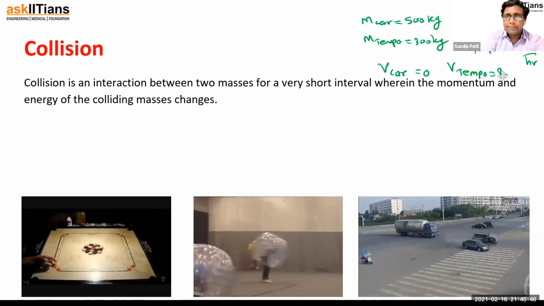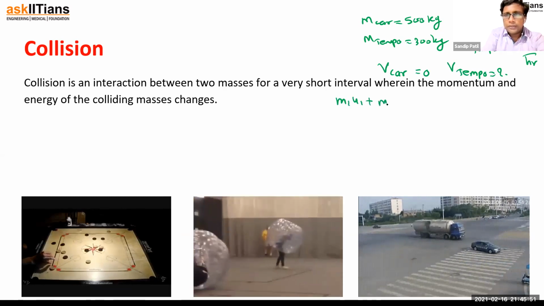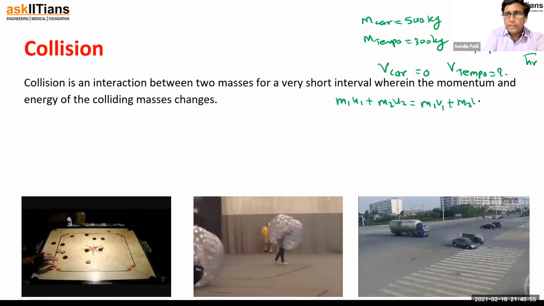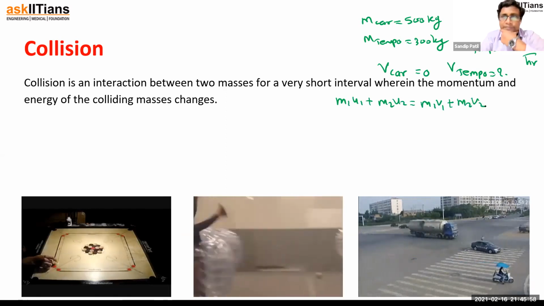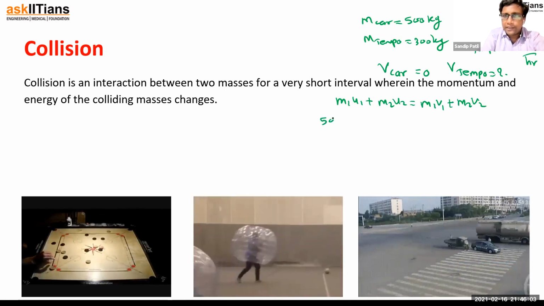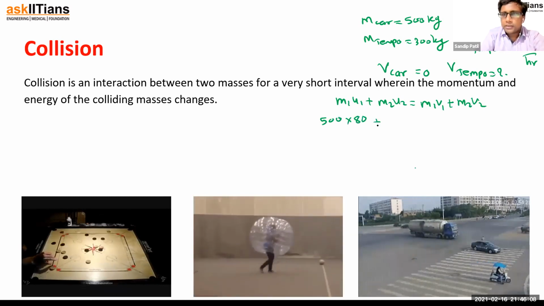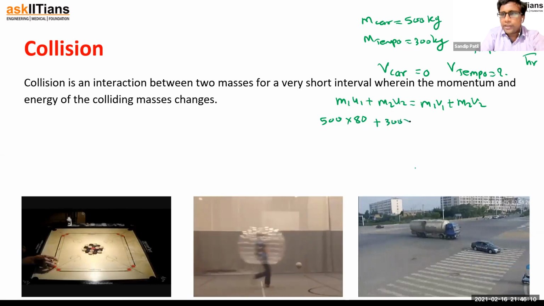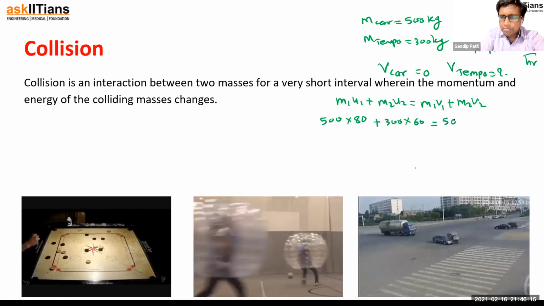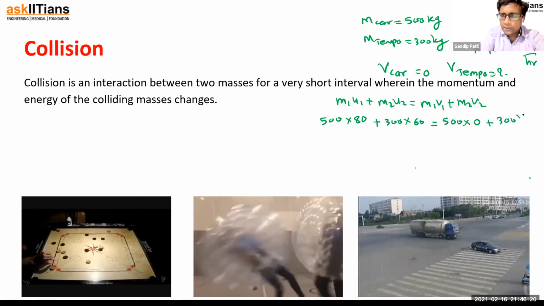So our formula is very simple. We have seen the formula. What is the formula? M1 U1 plus M2 U2 is equal to M1 V1 plus M2 V2. Right? Okay. So what is happening in this case? Let's say mass of the car is 500, U1 is 80, plus mass of the tempo is 300 and U2 is, let's say, 60. Mass of the car is not going to change, 500, but the speed is 0. So this whole term is going to be 0. This is 300 into V2.